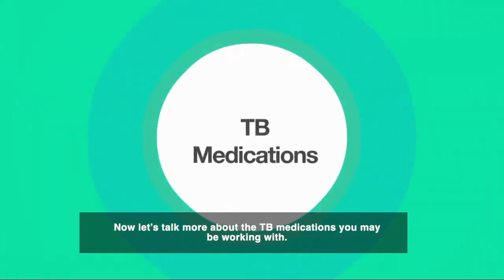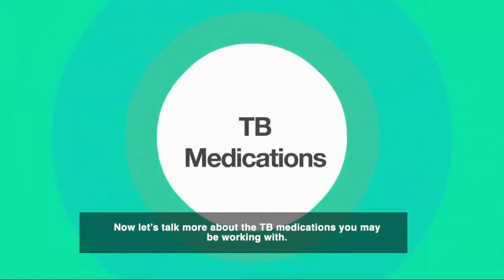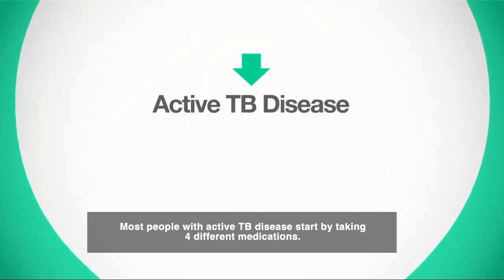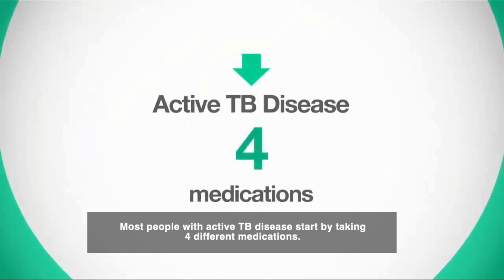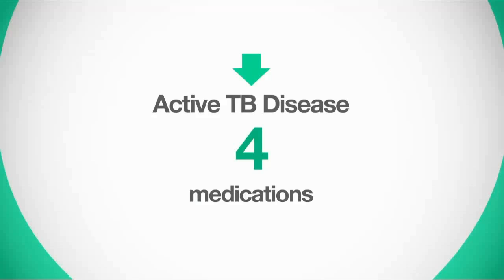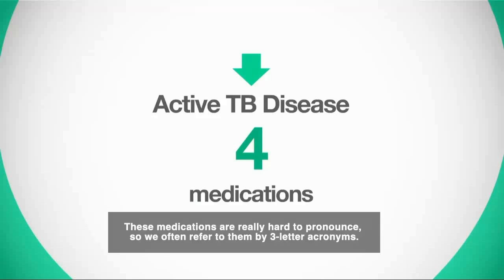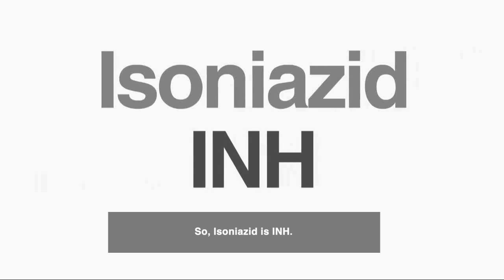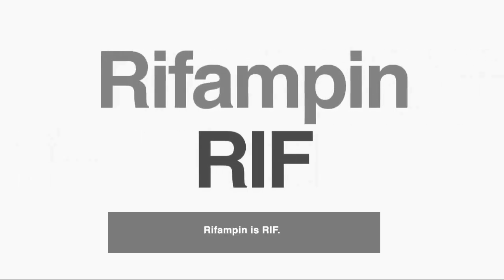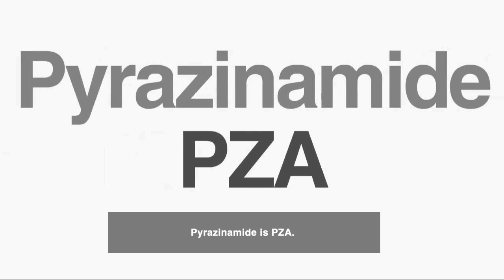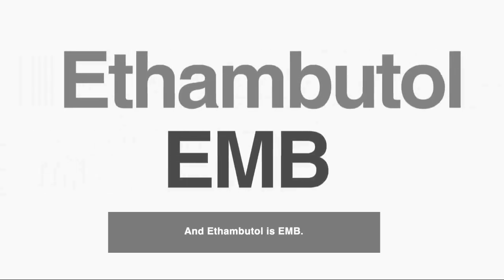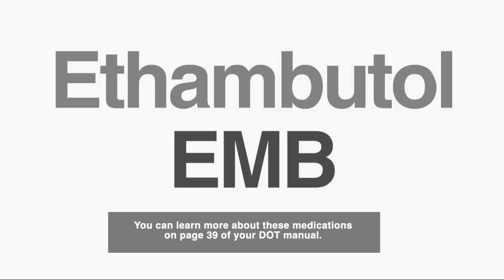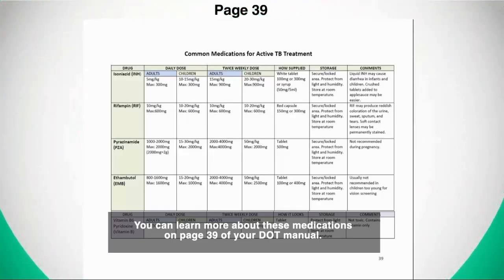Now let's talk more about the TB medications you may be working with. Most people with active TB disease start by taking 4 different medications. These medications are really hard to pronounce, so we often refer to them by 3-letter acronyms. So, isoniazid is INH, rifampin is RIF, pyrazinamide is PZA, and ethambutol is EMB. You can learn more about these medications on page 39 of your DOT manual.